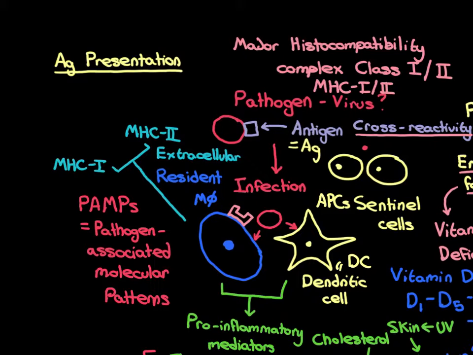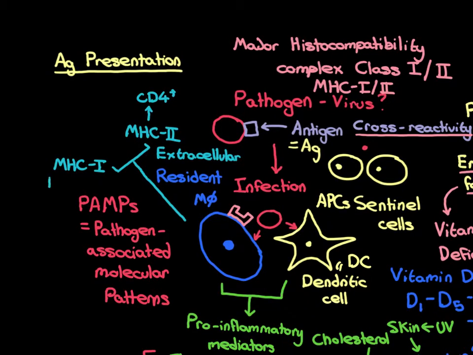So I'll put this here. MHC class 2 goes with the CD4 positive T cells. You cannot activate CD8 positive T cells from peptide fragments sat on MHC class 2 molecules on the surface of an antigen presenting cell. Okay, coming on to MHC class 1.